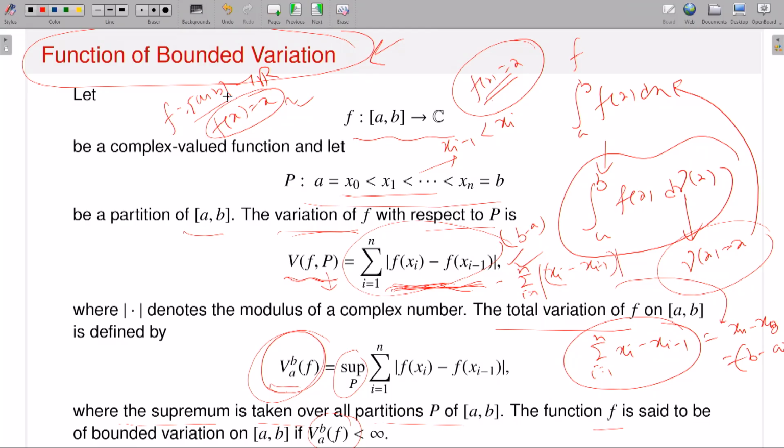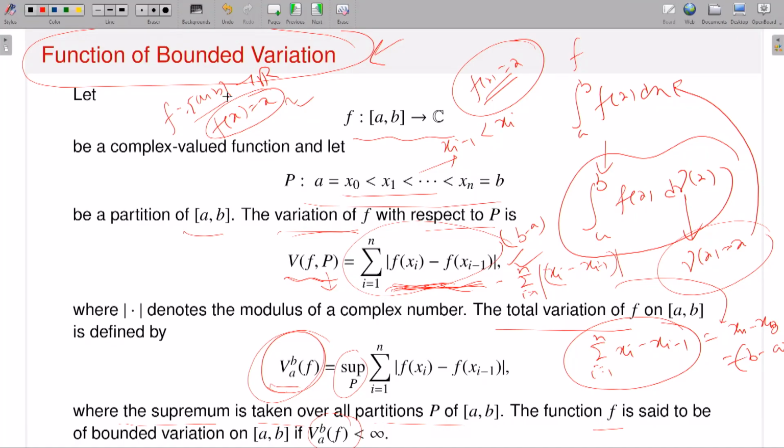The real part is a function of bounded variation, and the imaginary part is a function of bounded variation. The real part I can break up into a difference of monotone functions. The imaginary part is also a function of bounded variation, real valued, so that also is a difference of monotone functions. Therefore any complex valued function of bounded variation I can break up into 4 pieces, and each of them are monotone. So in that way you can think about it.